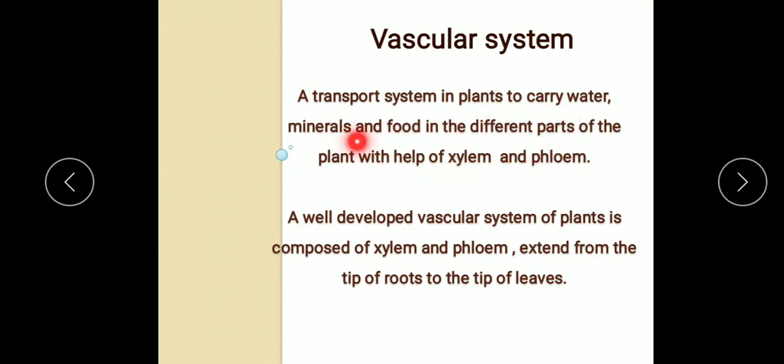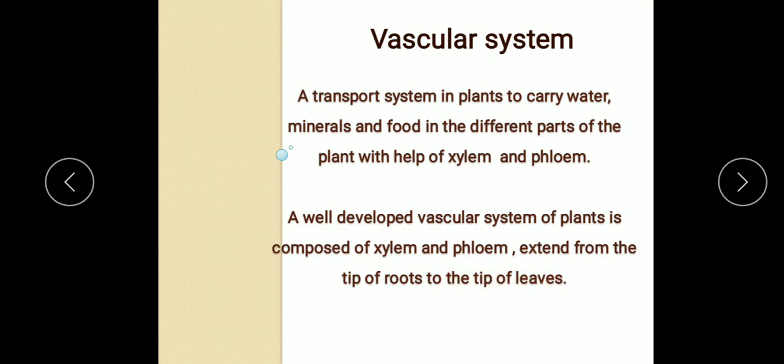Here you understand that water, minerals and food, all these substances, are transported to the different parts of the plant with the help of special tissues. What are these special tissues in the plant? Xylem and phloem. A well developed vascular system of a plant is composed of xylem and phloem. These tissues extend from the tip of the roots to the tip of the leaves.